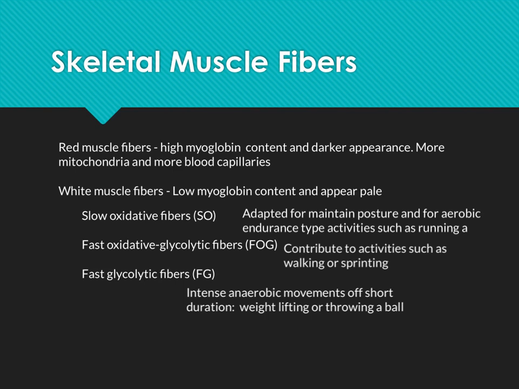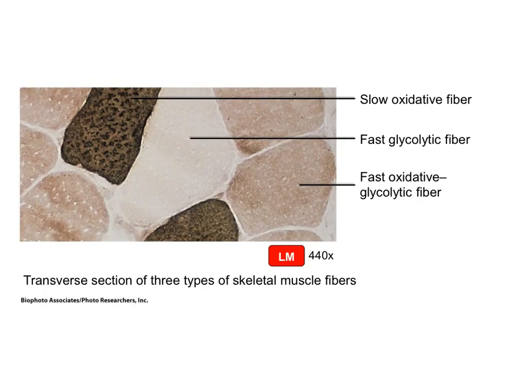Even though the skeletal muscle can vary in the content of the fibers, the skeletal muscle fibers of any given motor unit are all of the same type. This figure shows a transverse section of 3 types of skeletal muscle fibers, and you can see how they vary in their color depending on how much myoglobin you have.